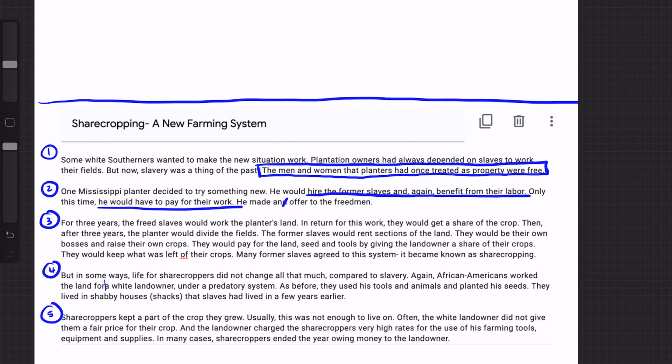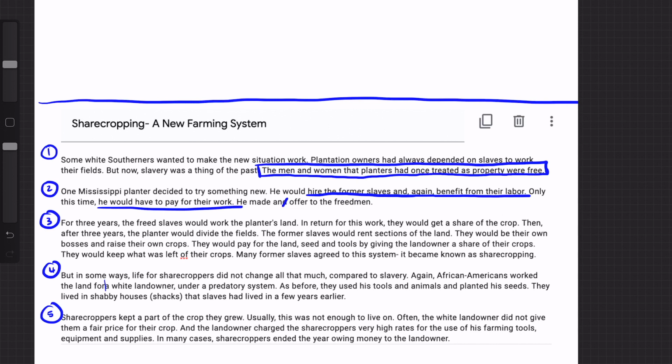farm owners are now reaching out to the families and people that they had once enslaved and saying, hey, I still need your guys' help. Things are different now. I'll pay you for it. Now, as we read later on, the pay was not that good, but it's better than working for free. All right, let's look at paragraph 3.